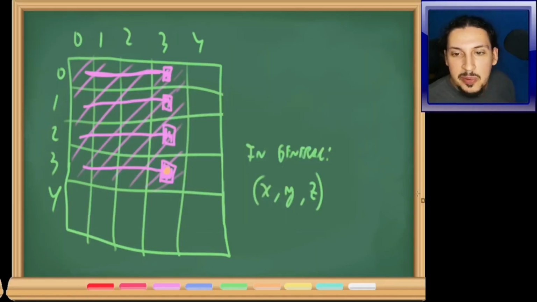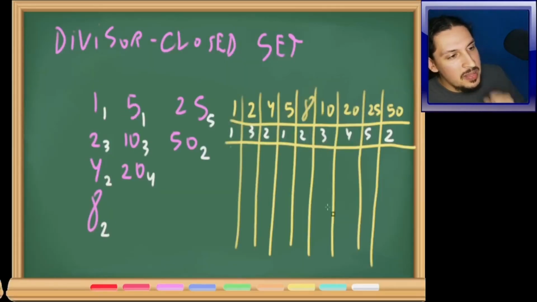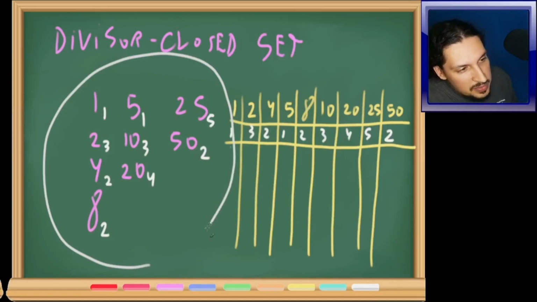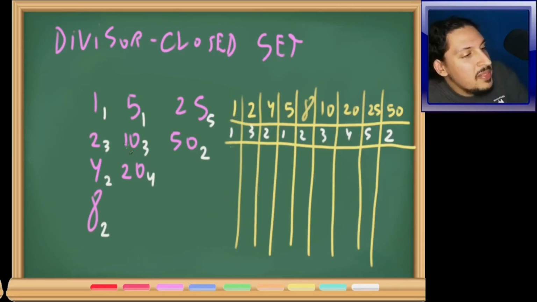So I hope you like this trick, and I want to show more examples where this trick comes up very nicely. It's exactly the same, but maybe it's not obvious that it's the same. The first example I want to give is the case of a divisor closed set. That is a set like this one on the left that I have in fuchsia and magenta.